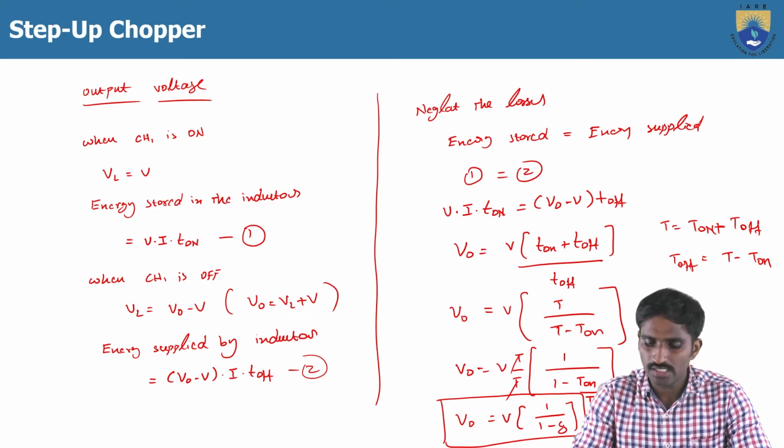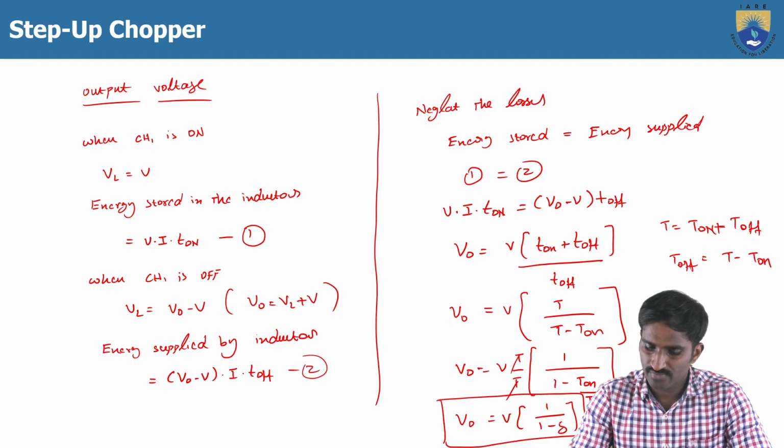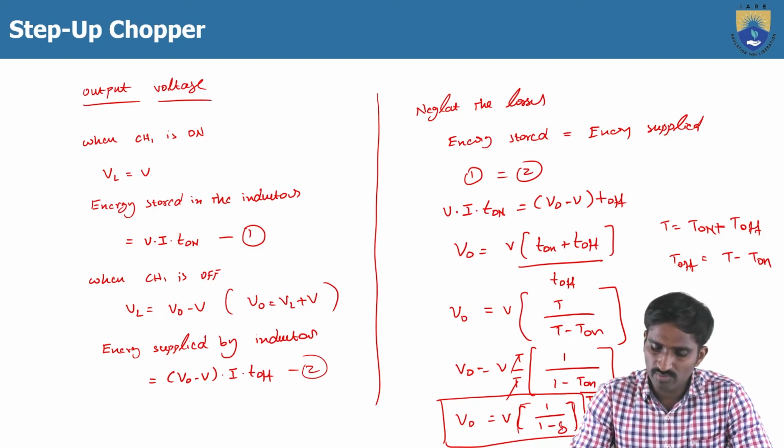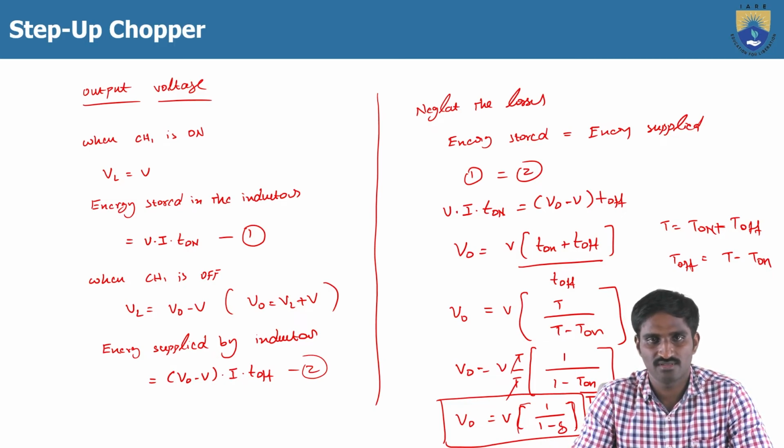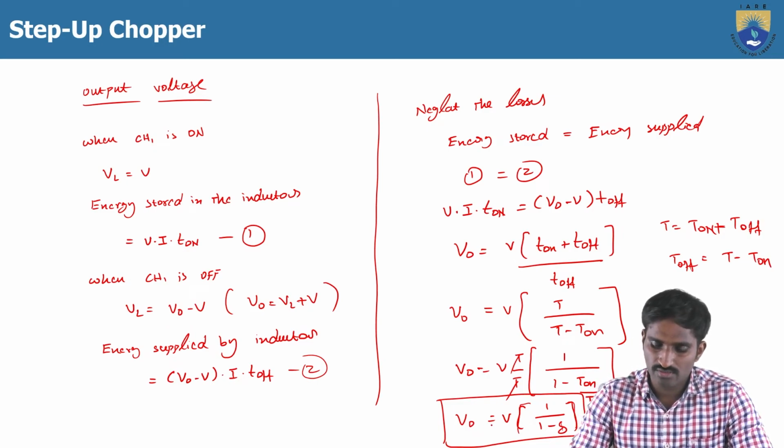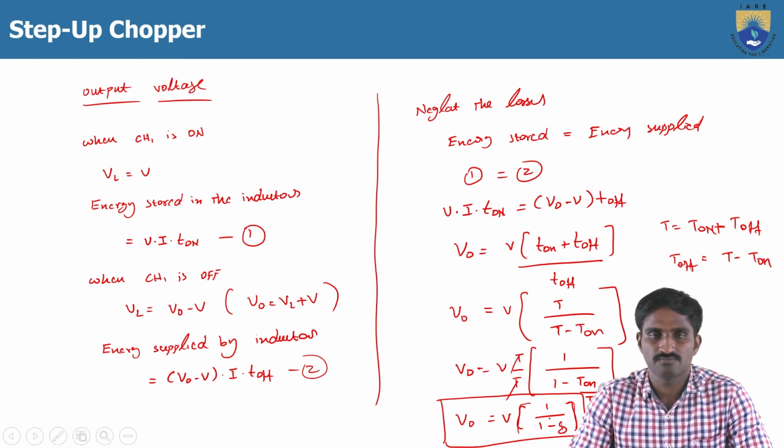So for any value of delta, this term will always be positive, because the delta value is in between 0 and 1 only. Even if it is 1, 1 minus 1 is 0, so 1 by 0 is infinity, so V naught will become infinite. So this is how the V naught value behaves, but V naught will never be less than V in this case.